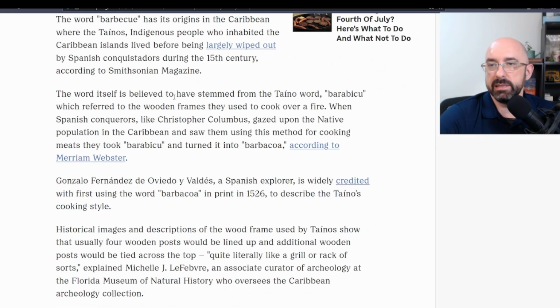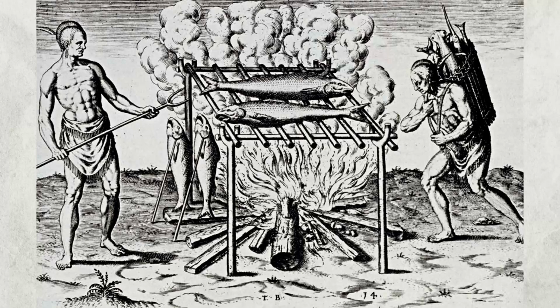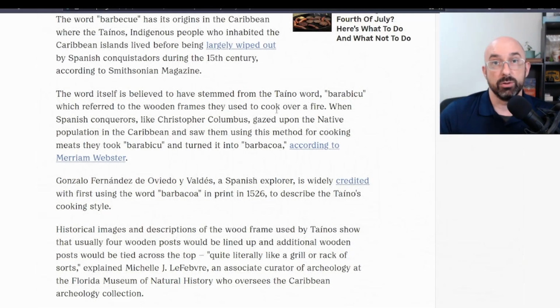The word itself is believed to have stemmed from the Taino word BBQ, which referred to the wooden frames they used to cook over a fire. So this is referring to maybe a noun. The barbecue is the name of the wooden frames that they put over a fire. So they cooked it on a barbecue. That's what the name of the wood was.